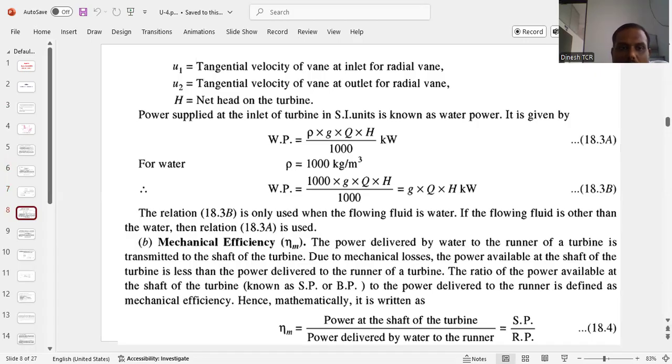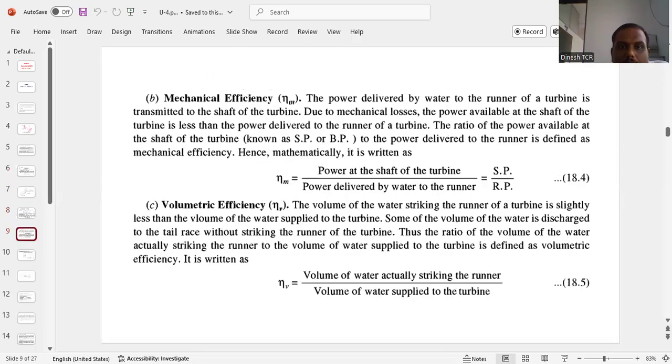The next one is mechanical efficiency. The mechanical efficiency is the ratio of power at the shaft of the turbine to the power delivered by water to the runner. Or in simple terms, it is the ratio of shaft power to the runner power.